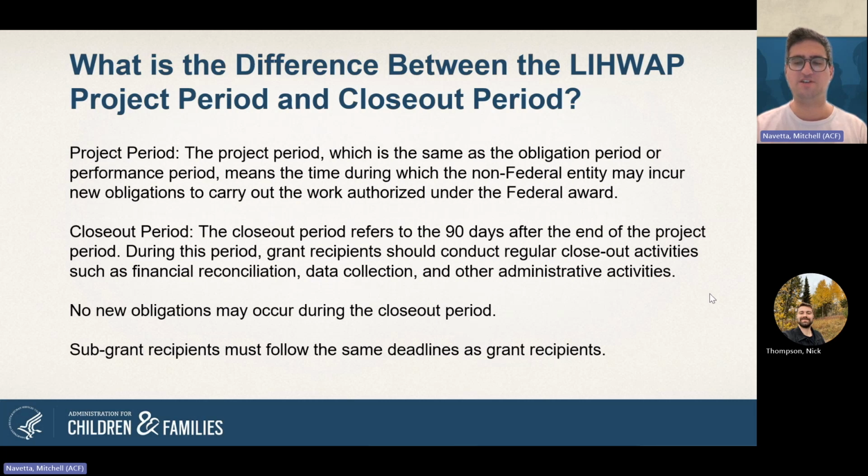The closeout period is the 90-day period after the end of the project period. During the closeout period, grant recipients should conduct regular closeout activities, such as financial reconciliation, data collection, and other administrative activities. No new obligations may occur during the closeout period, only the expenditure of previously obligated funds. Sub-grant recipients, such as community action agencies, must follow these same deadlines.